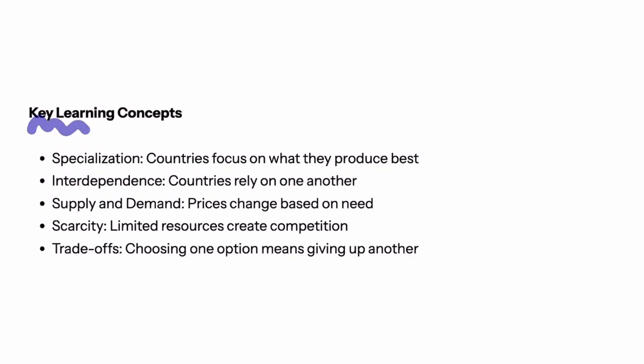Now, we'll also go over the key learning concepts. In this lesson and game, the key learning concepts include specialization, which is countries focusing on what they produce best. Interdependence, which is countries relying on one another. Supply and demand, which is how prices change based on needs. Scarcity, which is how resources are limited and create competition. And trade-offs, choosing one option meaning that you must give up another.